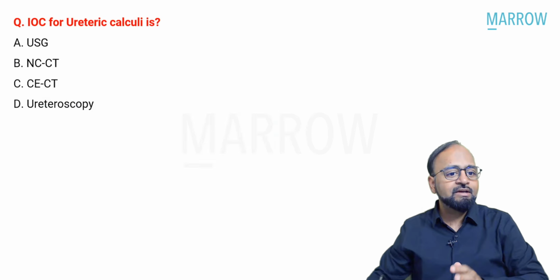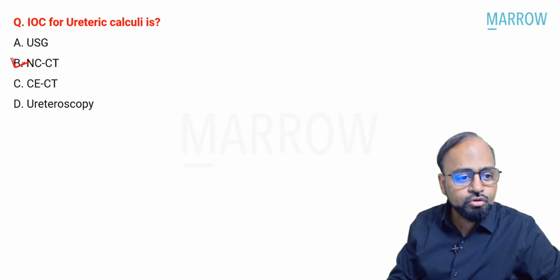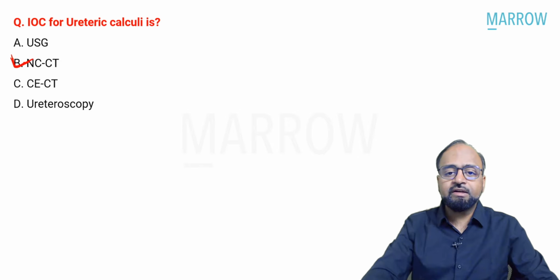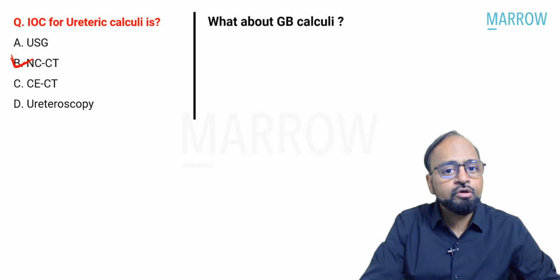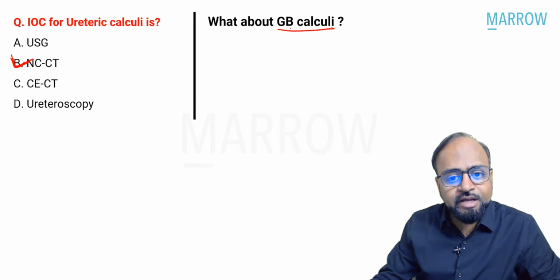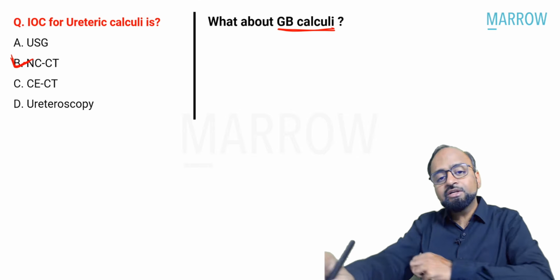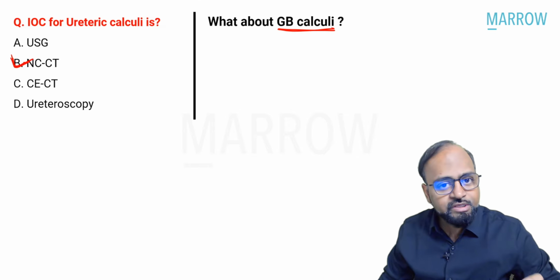So we come back. The investigation of choice for ureteric calculi we have discussed is a non-contrast CT. We have had a detailed discussion here. Supposing next time they ask you, what do you do for imaging of GB calculi? Well, instead of directly going to the answer, let us quickly discuss. We have discussed the concepts related to urolithiasis imaging.